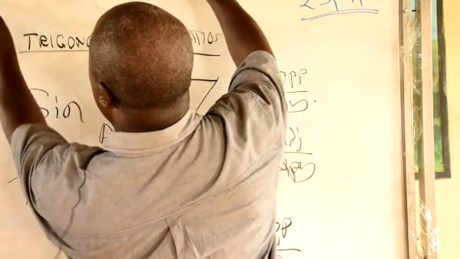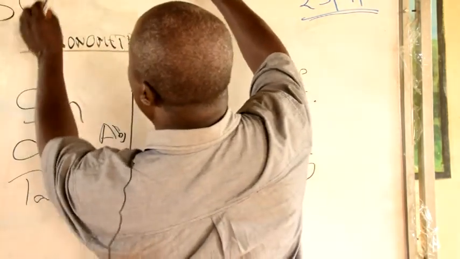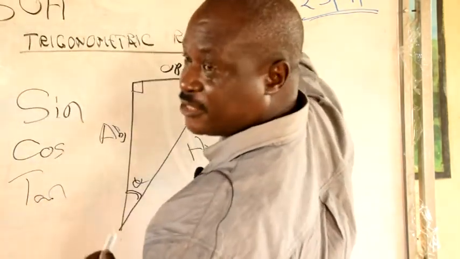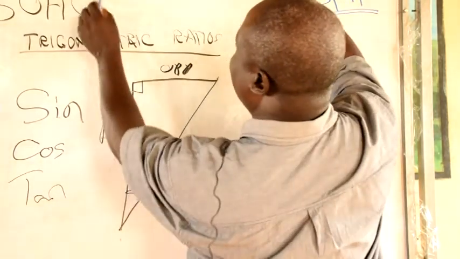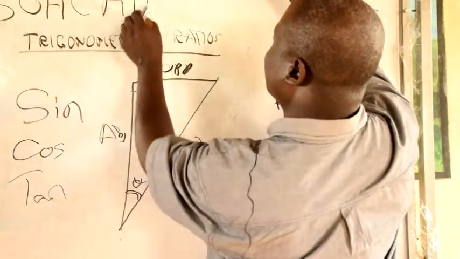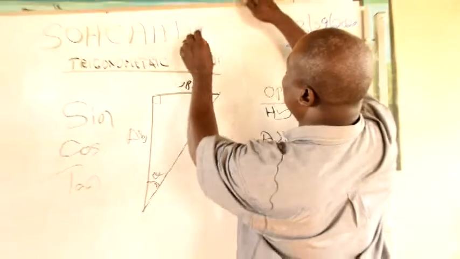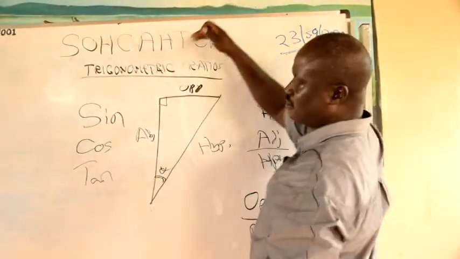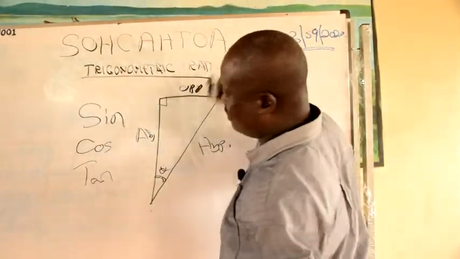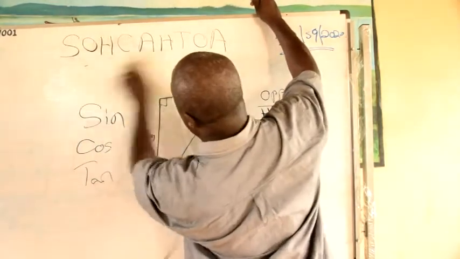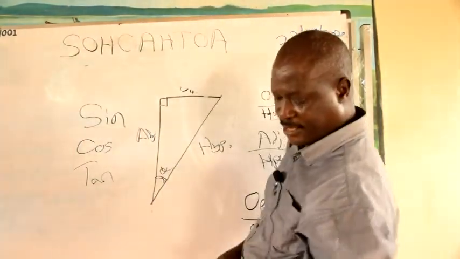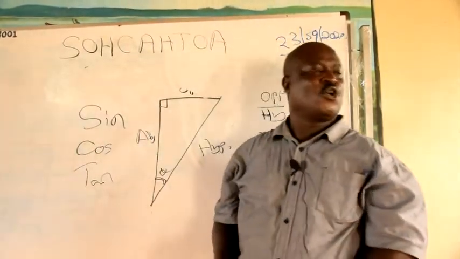Can someone read this for me? Then this one is ka. Then this one is toa. So, Sokatoa. Can you say it again? Sokatoa.